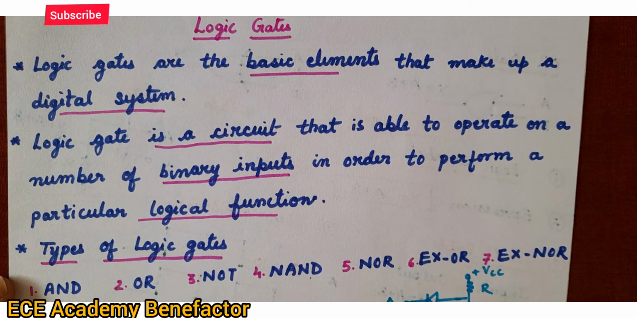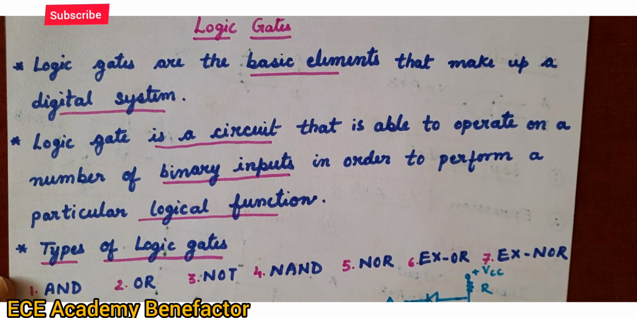Logic gates are the basic elements that make up a digital system. A logic gate is a circuit that is able to operate on a number of binary inputs in order to perform a particular logical function. So logic gates are the basic building blocks of a digital system or a digital circuit. How does it operate? It takes the binary inputs 0 and 1 and performs a particular logical function.